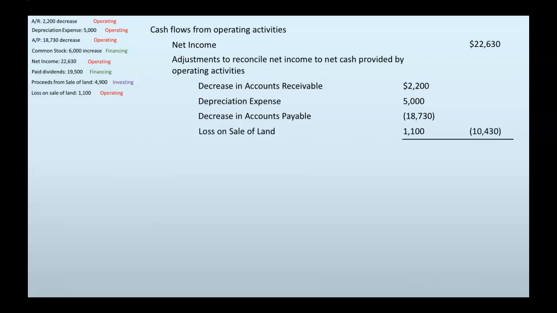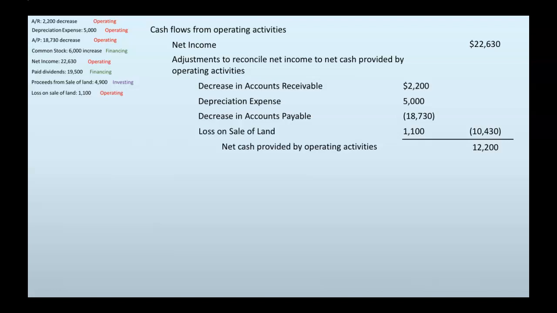So if we add up those four adjustments, we get a negative $10,430. Then our net cash provided by operating activities, we take our net income and we would add a negative $10,430 to get $12,200. Now, because that $12,200 is positive, that's what makes this net cash provided instead of net cash used by operating activities.